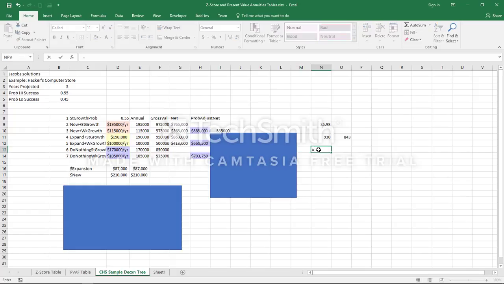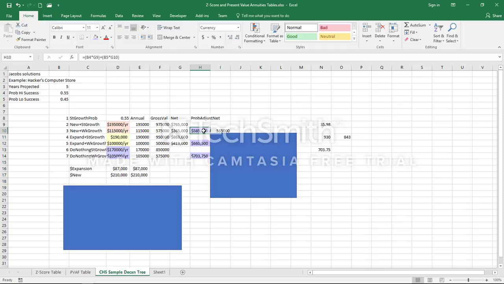So what did we say? This is equal to 55% times $850,000 plus 45% probability of 525,000. So our expected path there is 703, which I had already calculated over here. See this? Here are the clean numbers over here.